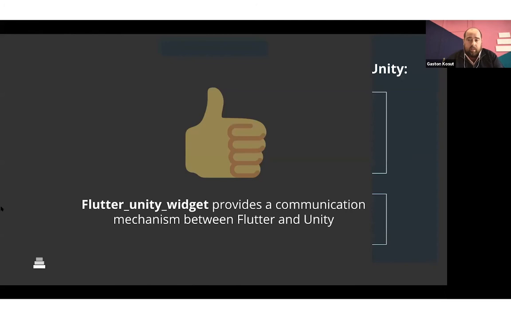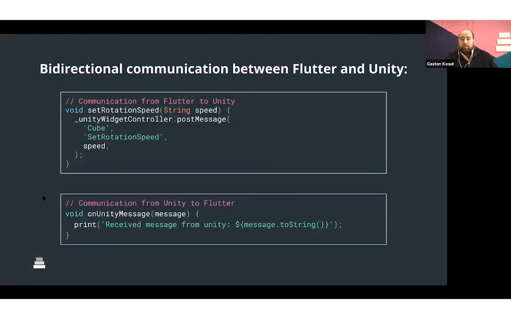As you can see in the next slide, we have a couple of examples of the communication from Flutter to Unity and the communication from Unity to Flutter. In the first box, you can see that we have the method set rotation speed, but basically what it does is post a message to the Unity module, letting it know that the scene cube should execute the method set rotation speed with the parameter speed. That is sending this information to the Unity module. And we have a way to receive a message from Unity in the Flutter app, which is the second box. It's a callback called on Unity message, and you can receive a message from Unity there, and you can do whatever you need from the Flutter environment. So this is the bidirectional communication we have between Flutter and Unity.